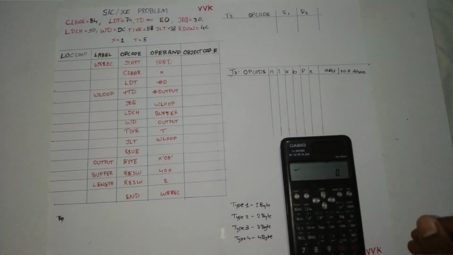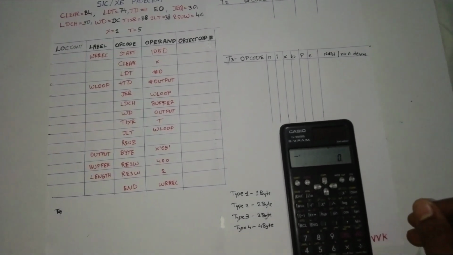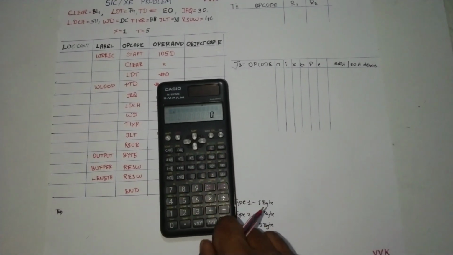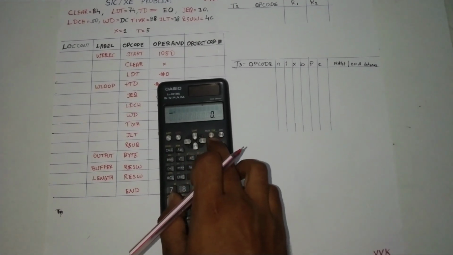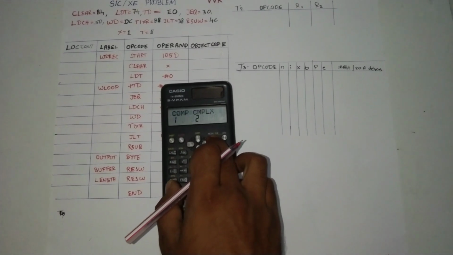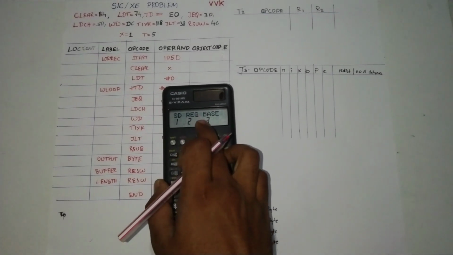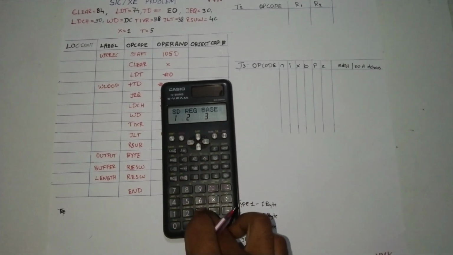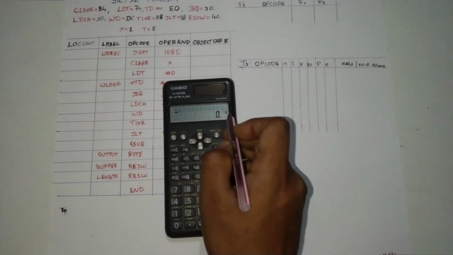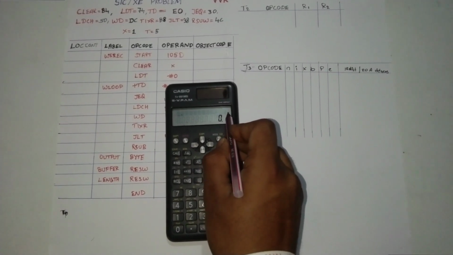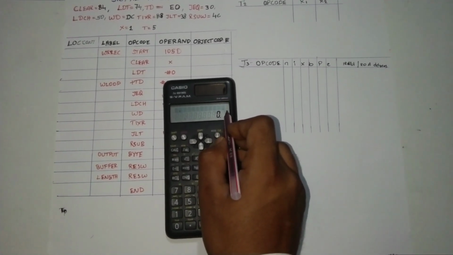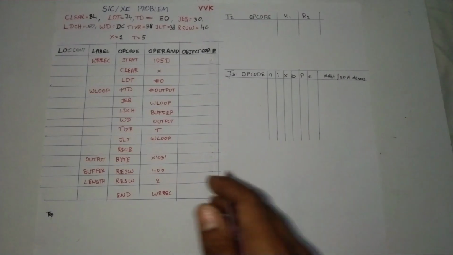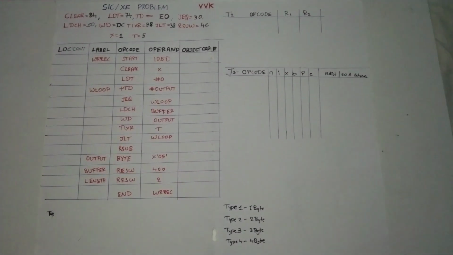So first, how to set up the calculator for base mode. In any calculator there will be a mode; press mode two times, and you will find base. In that, press 3. Now you will be able to do SIC XE problems in base mode. This is the problem.